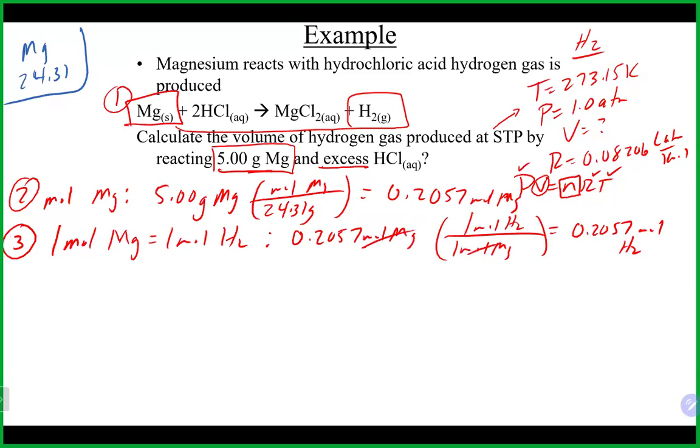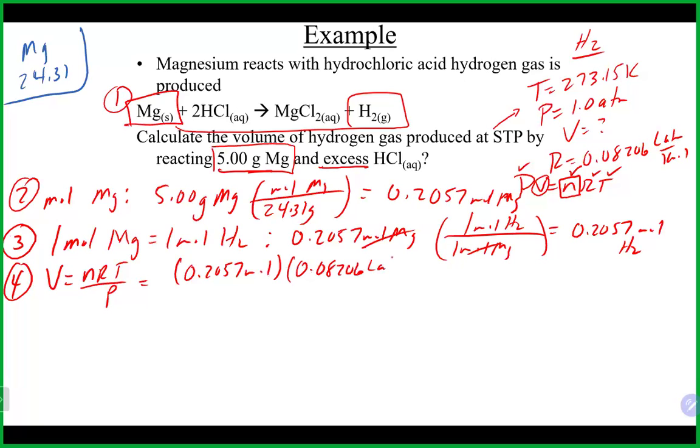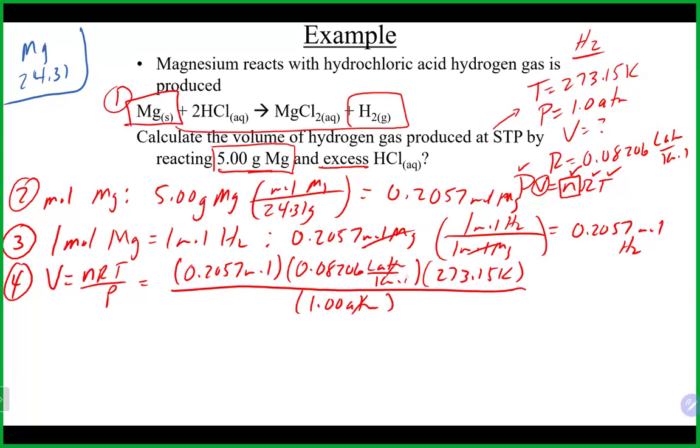So now that we have that, we now have really the missing piece that we need to solve for this. So in this case, we're going to solve for volume, which is nRT over P. Our moles we just calculated, 0.2057. Our R, which is 0.08206, and our temperature, which is 273.15 Kelvin, all divided by our pressure, which is 1 atmosphere. Atmospheres cancel, moles cancel, Kelvin cancels, leaves us once again just liters left over.